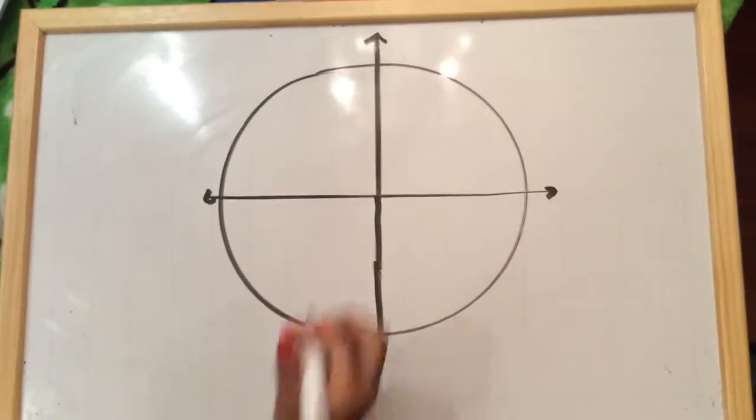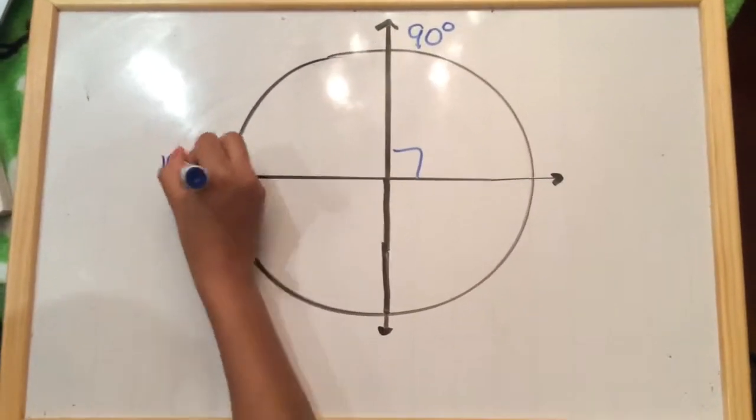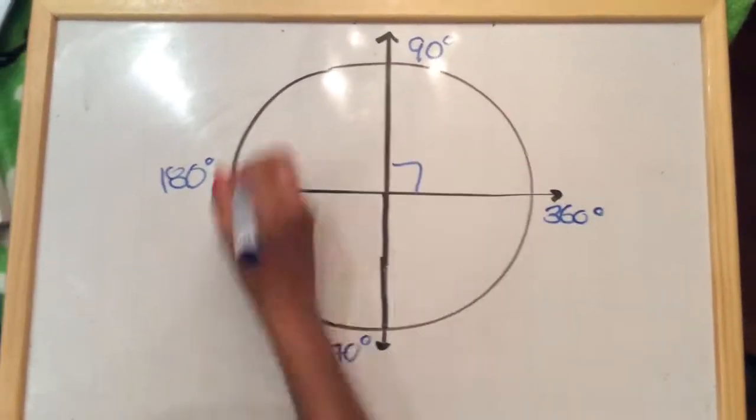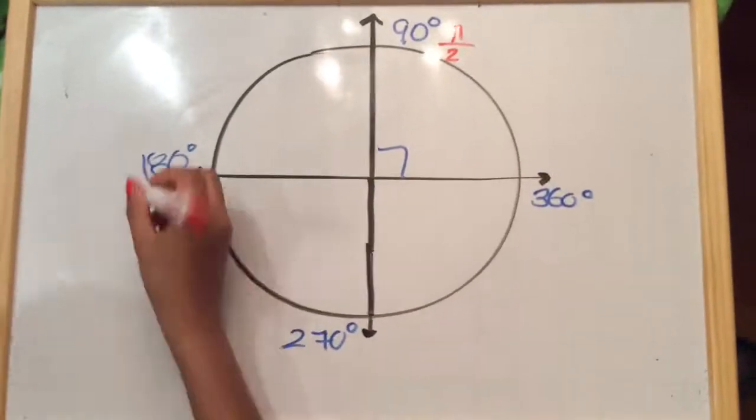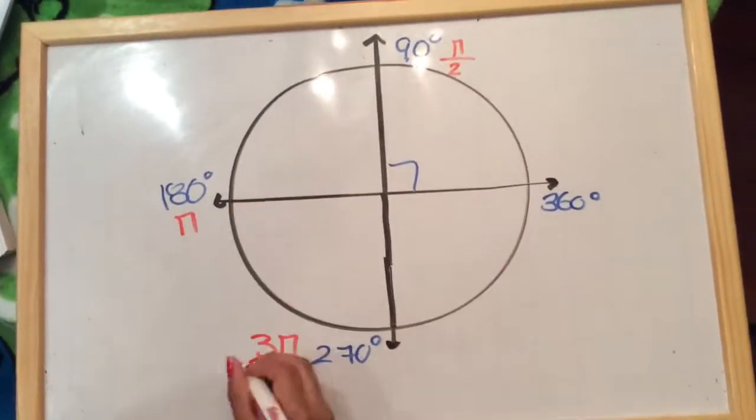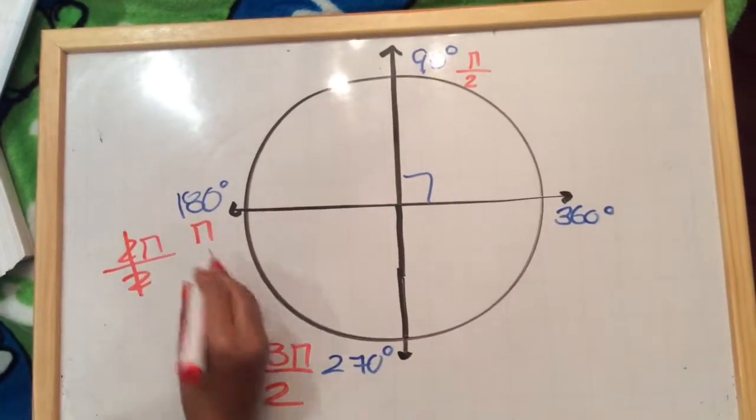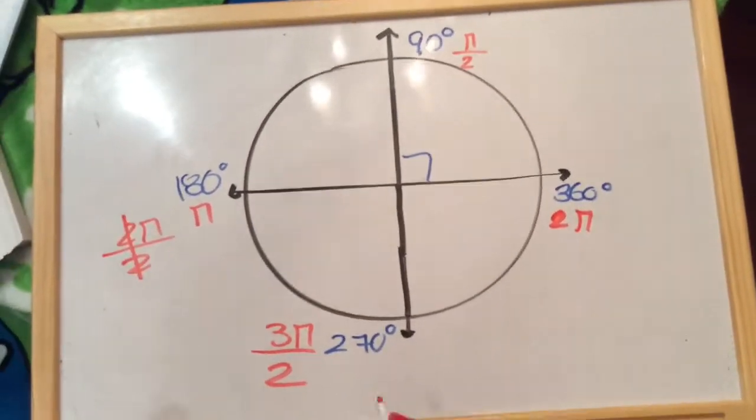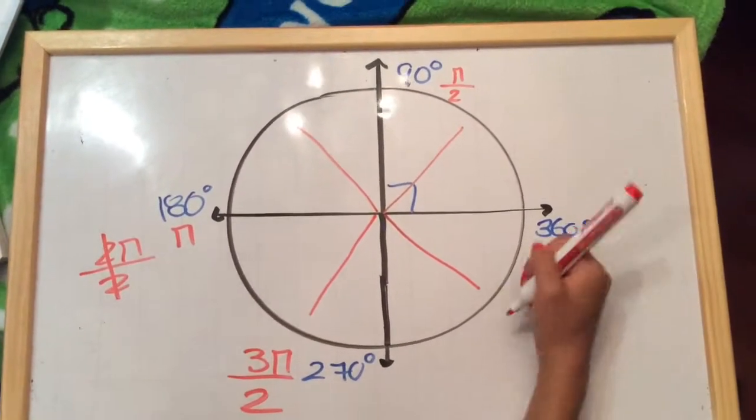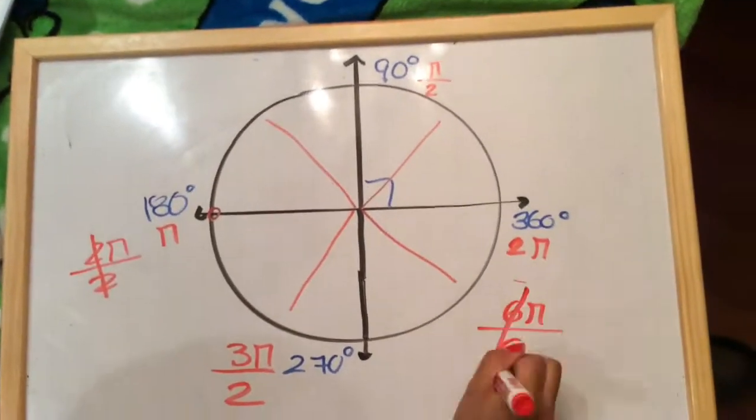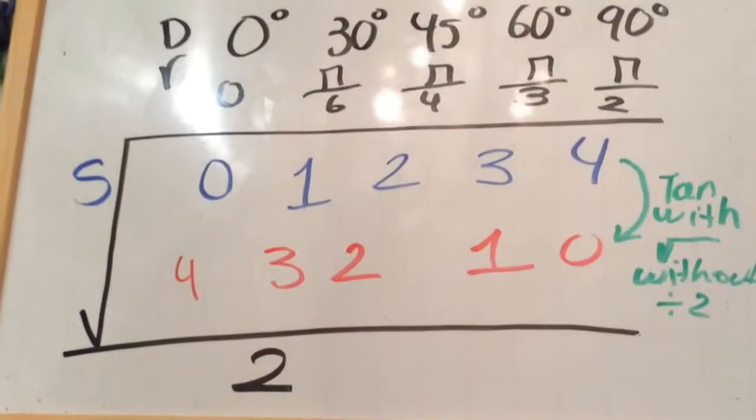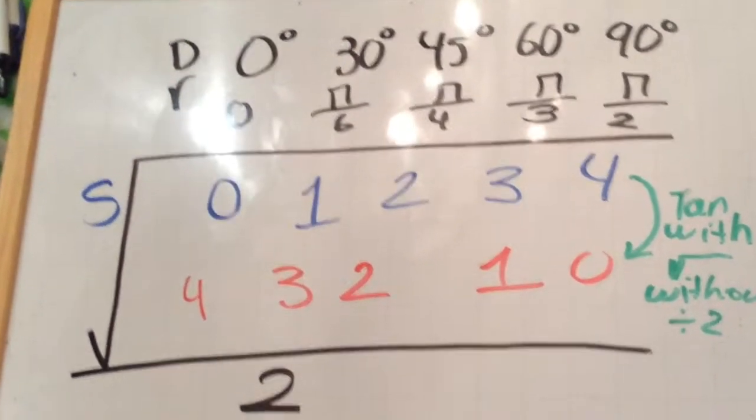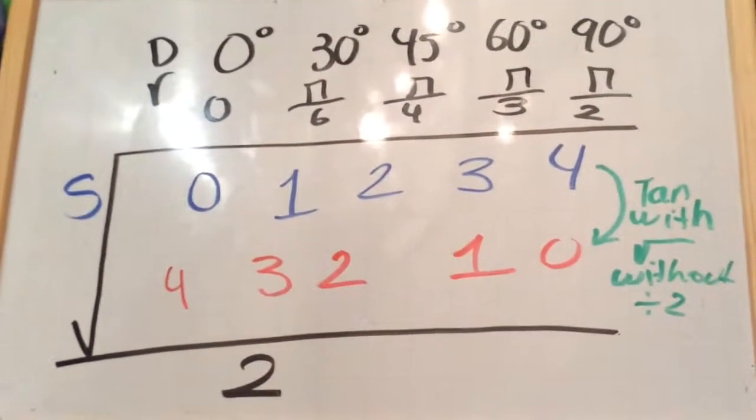So here we have the unit circle with the degrees measurements, and then as well with the radian measurements, the basic ones. Of course, you can keep dividing the circle and get more and more measurements. If you see, 6 pi over 6 will be equal to pi, and 7 pi over 6 will be somewhere around here. Now I'm going to show you a trick to do the triangles table.